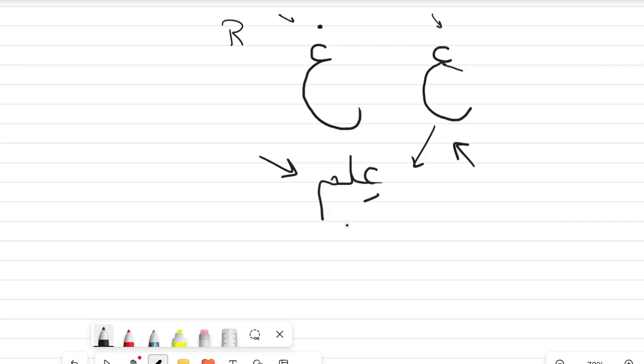علم. Now, our trouble with this letter is that it changes a lot when it's at the beginning, in the middle, and at the end of the word. So how does that work? Let's say it came in the middle of the word. I will write this one.